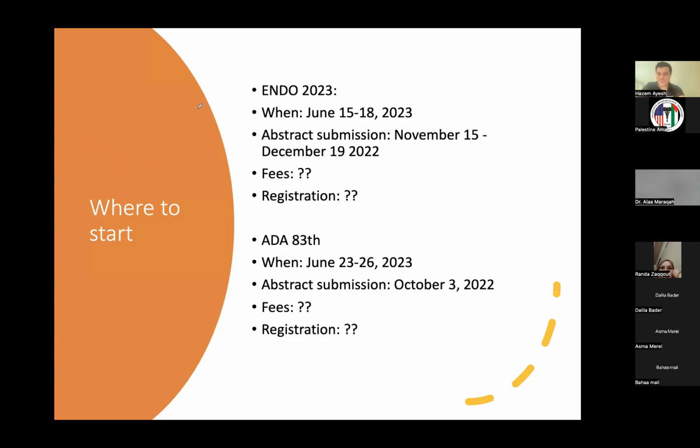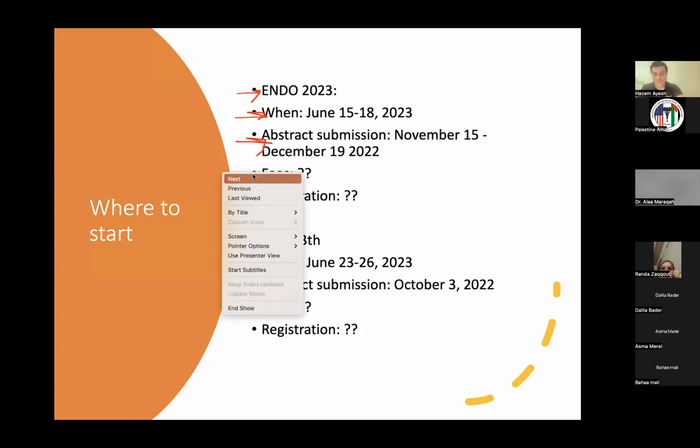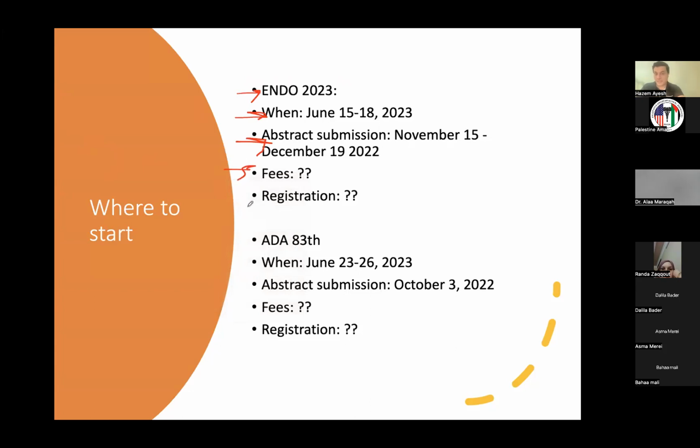Then you have to list them: what's the conference name, when it's going to be held, when they will accept abstracts, what the fees are, and what the registration looks like. You have to plan ahead, so that you have, say, 10 potential conferences that you can submit your abstracts to.